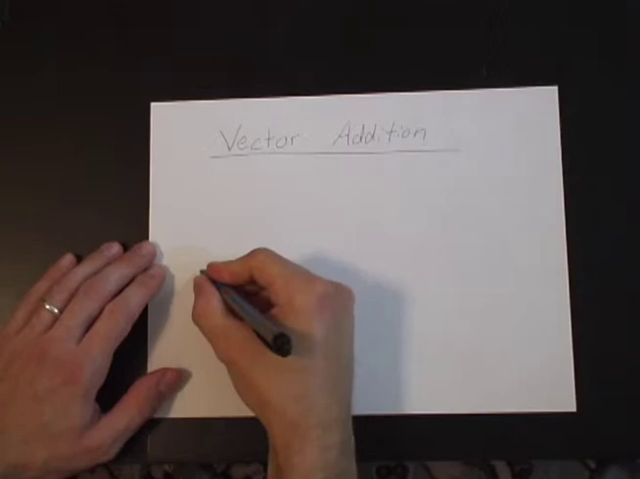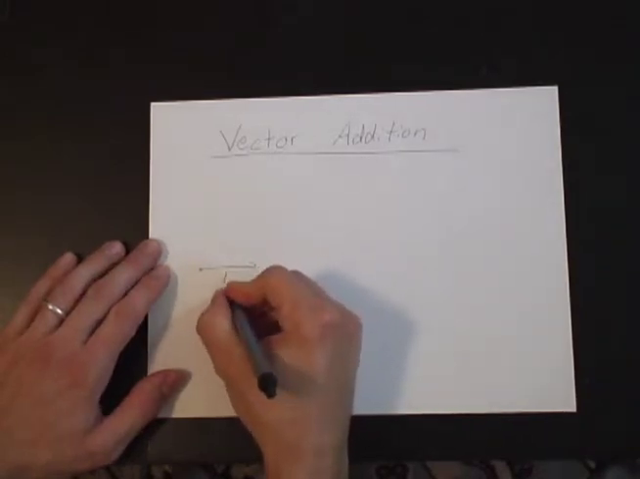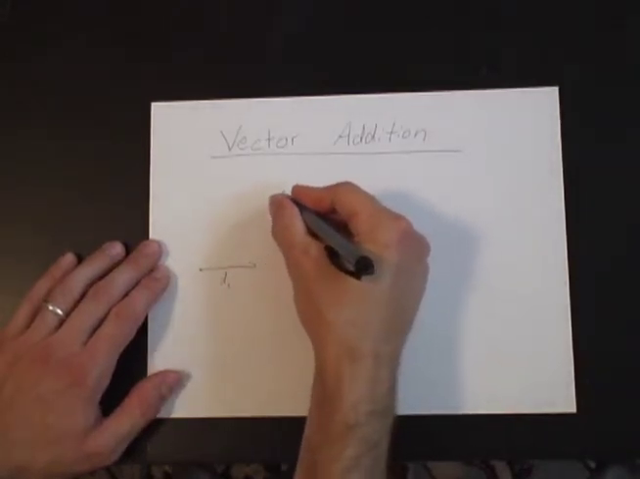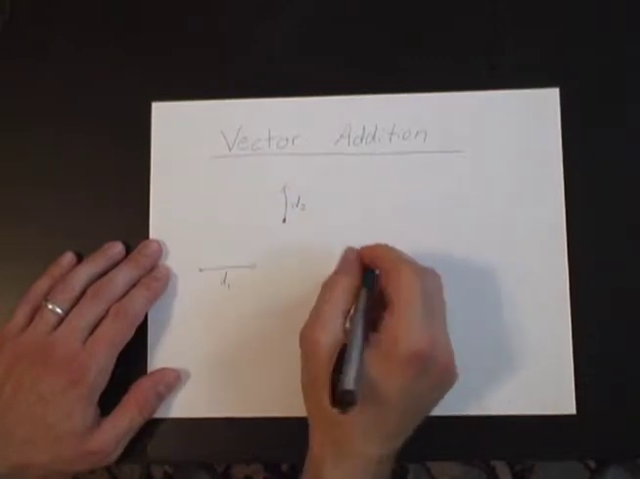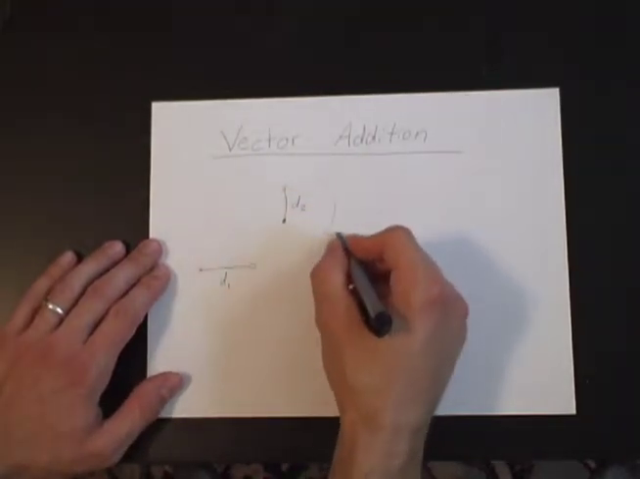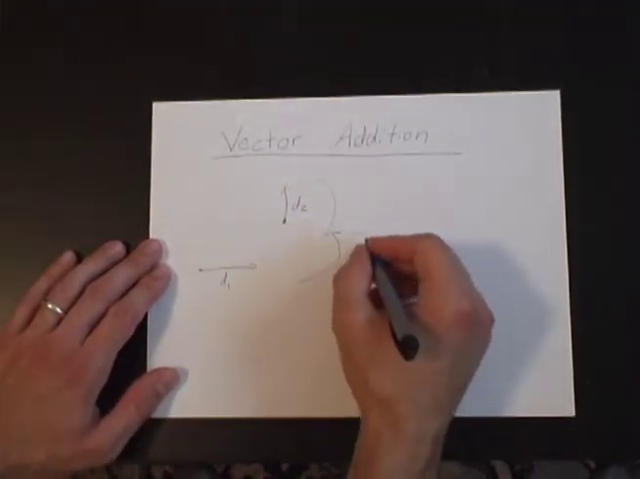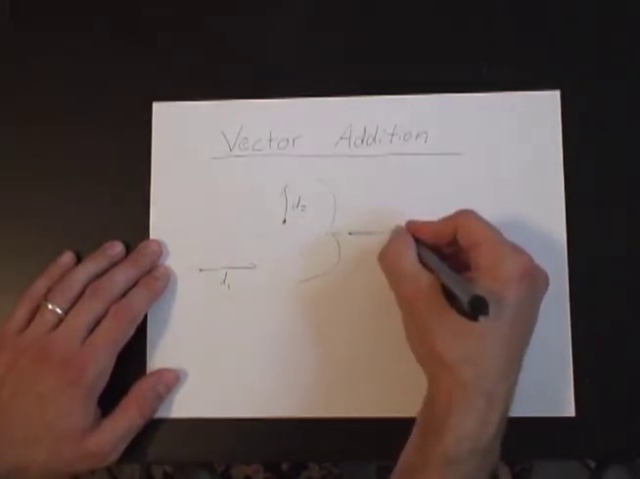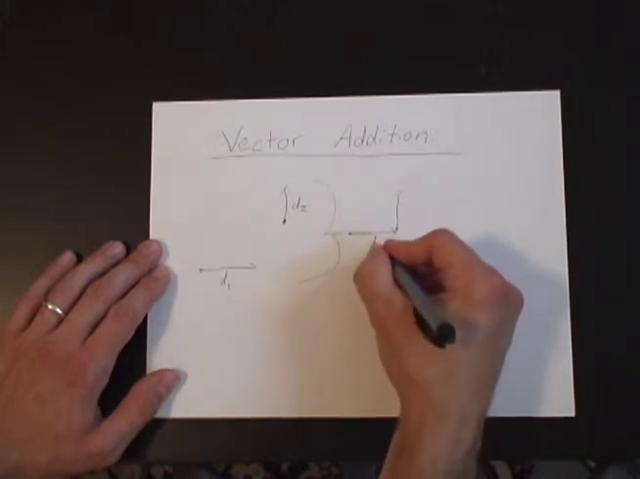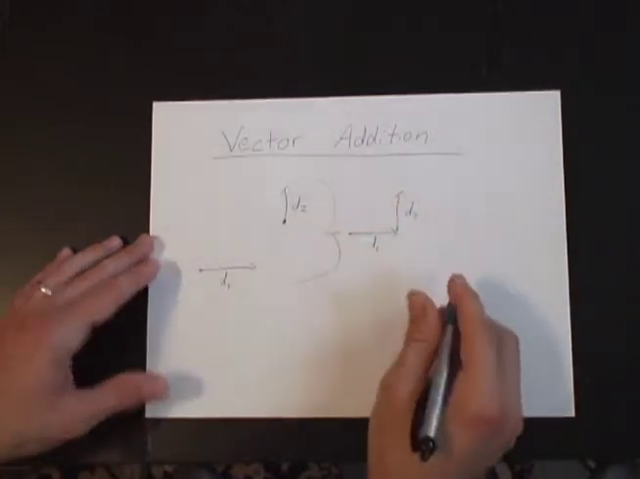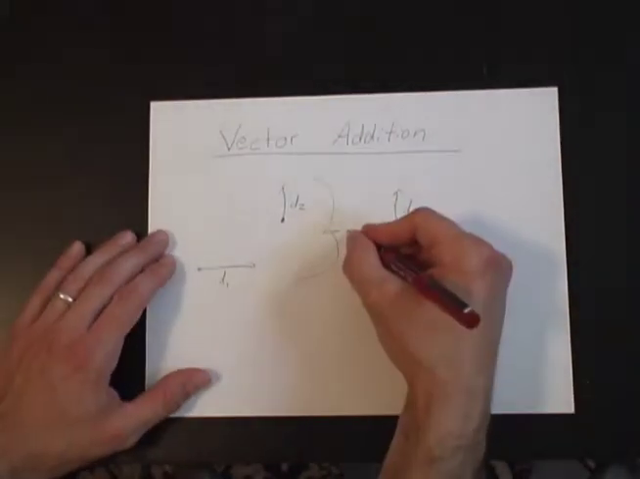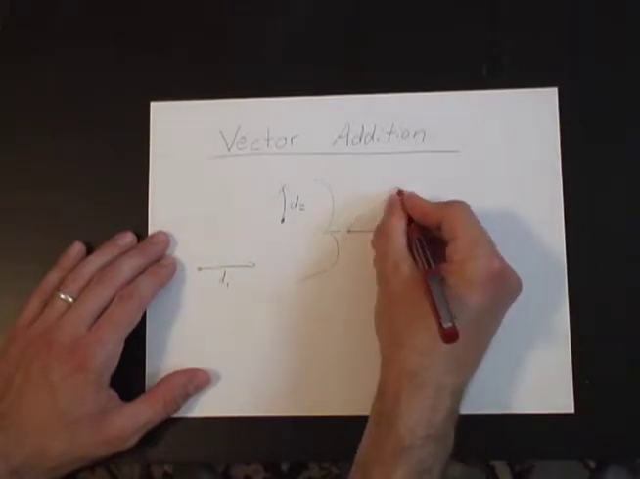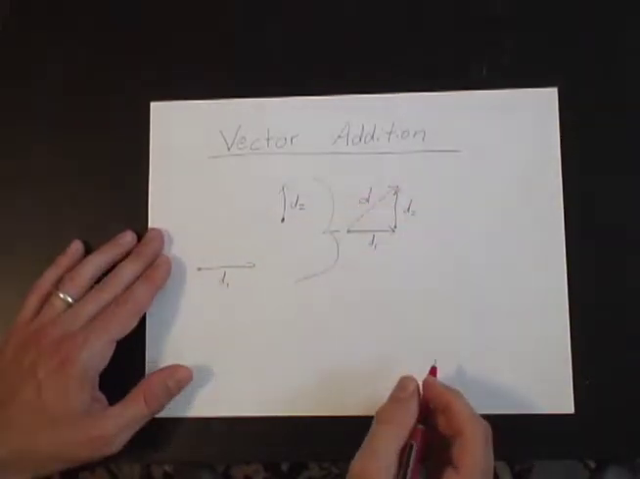Next, you need to know that 2 vectors, such as these 2 arrows, D1 and D2, if we add those together, we can just slide them so that they're connected like that. D1 and D2, same direction, but we just slide them together, and then the resultant vector connects the tail to tip like that.